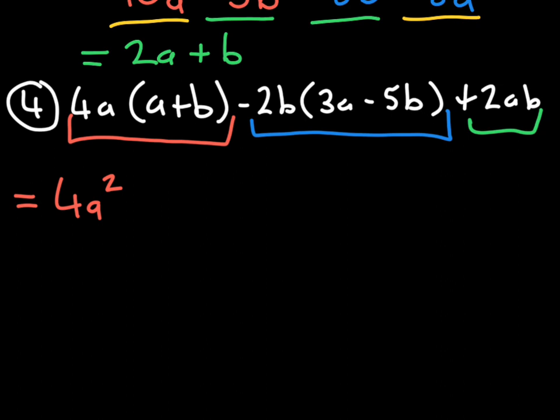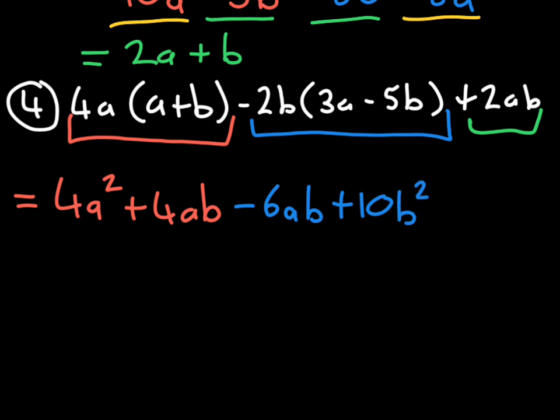4a times b gives us 4ab. Next, we have minus 2b times 3a. That gives us minus 6ab. Then we say minus 2b times minus 5b. Minus 2 times minus 5 gives us positive 10. And b times b gives us b squared. And lastly, we need to add that final term.